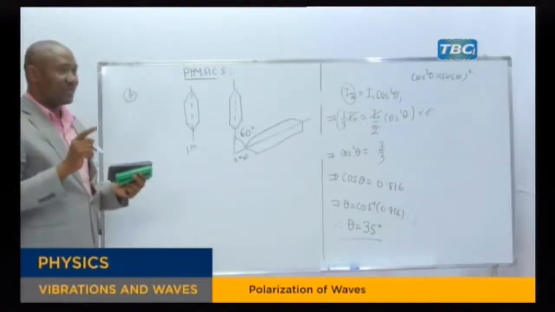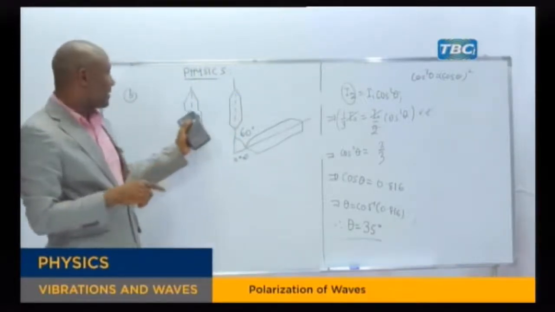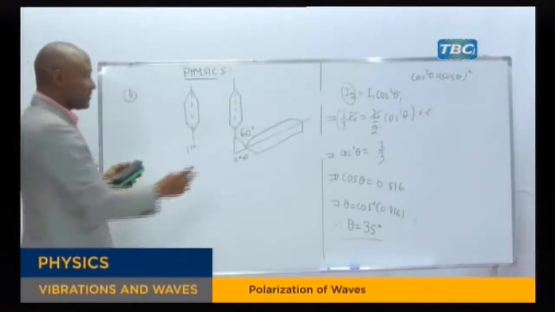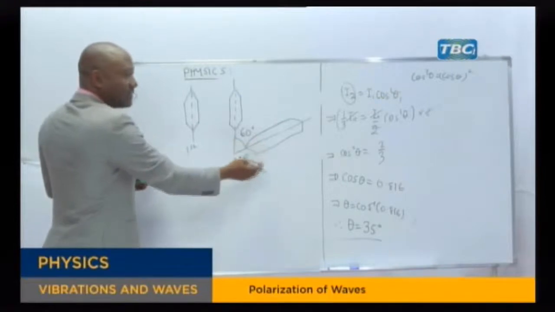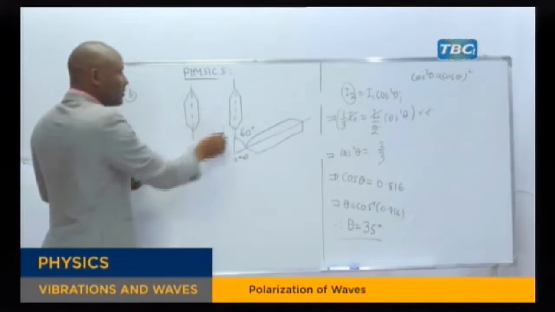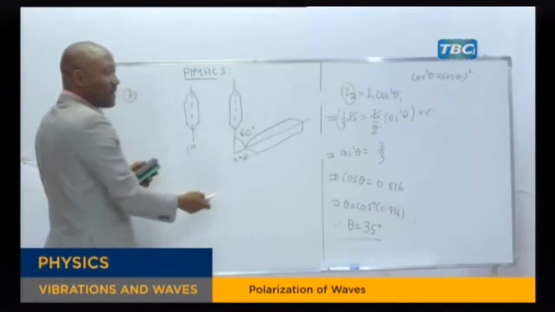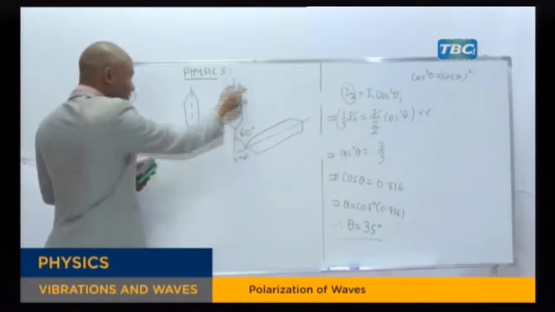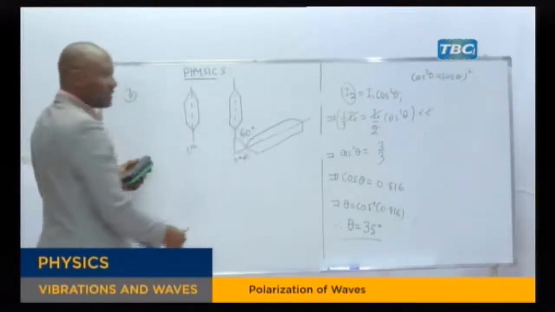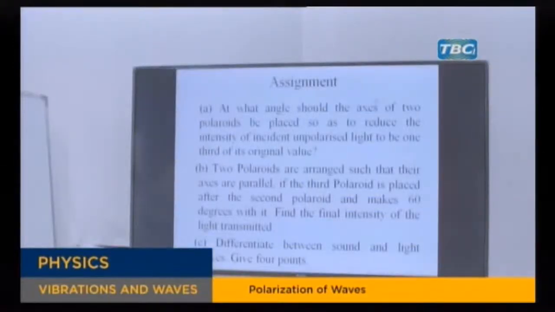So the arrangement of the Polaroids is very important, because we may end up with the wrong answers. We should know that the arrangement of the Polaroids is proper according to the question which is given. So the third one is placed after the second here, not in between. It should be after this, because this was the first, second, and then thereafter. It makes 60 degrees with that. Okay, horizontally here we have this angle as 30 degrees, which makes 90. So our aim here is this angle. Find the final intensity of the light transmitted.